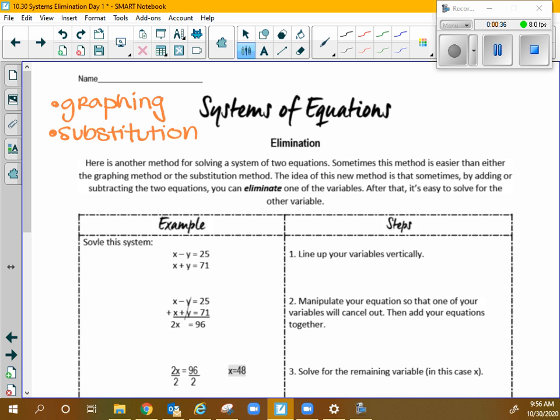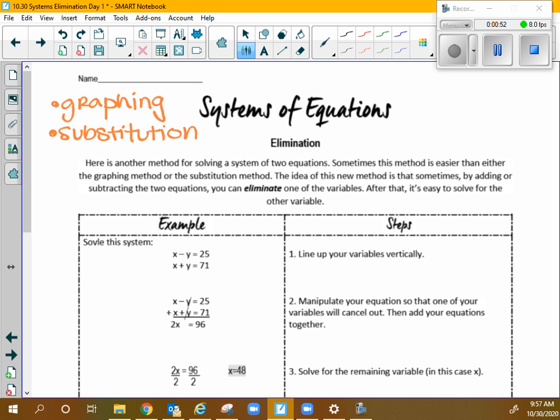We've done system substitution. And how would you solve systems by substitution? Replacing whatever that is. Plugging things in. We're substituting, right? So you're graphing to solve by graphing. You're substituting to solve by substitution. And now we're going to talk about elimination.